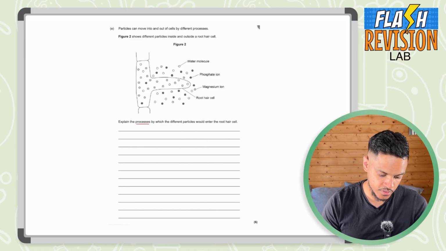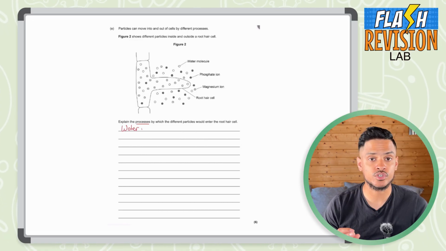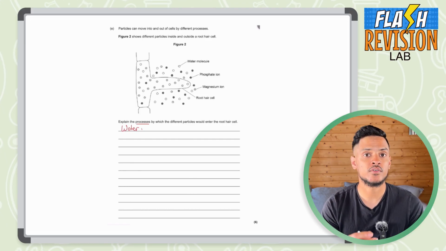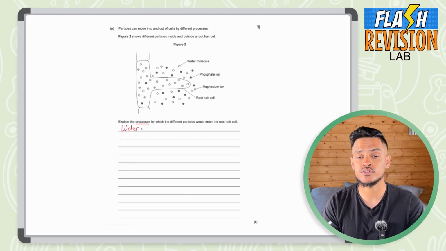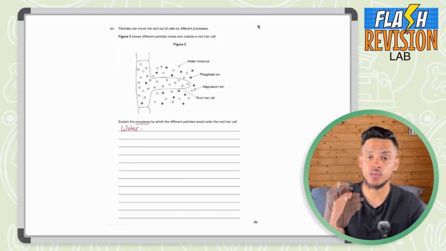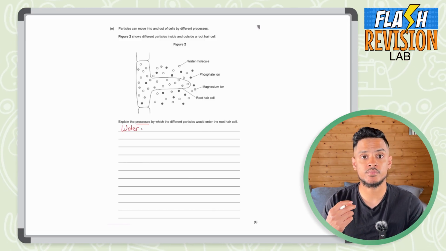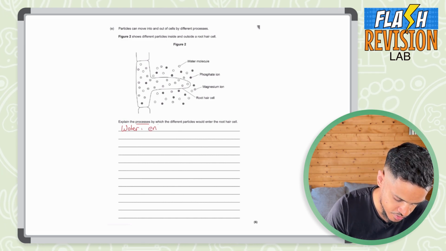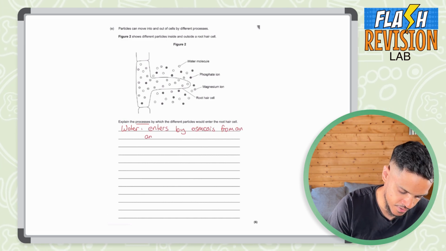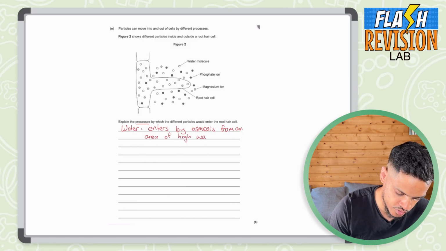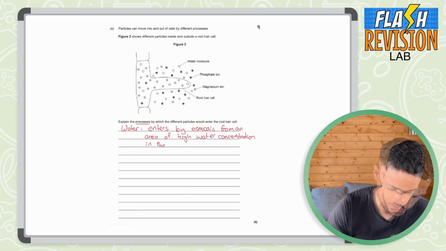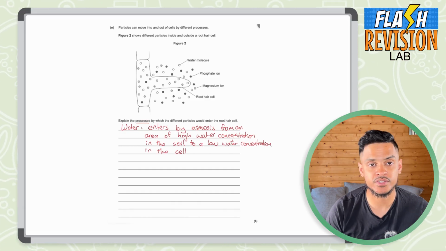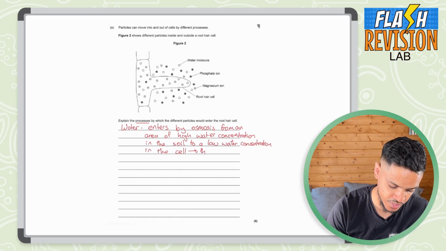So I think the easiest one to deal with here is water. Water always enters by osmosis. Osmosis is the movement of water particles from an area of high water concentration to a low water concentration, or you could say water potential as well. And it occurs through a partially permeable membrane. So water, we can say, enters by osmosis from an area of high water concentration, which is basically a solution, in the soil to a low water concentration in the cell. And remember, this occurs through a partially permeable membrane, so let's mention that as well.